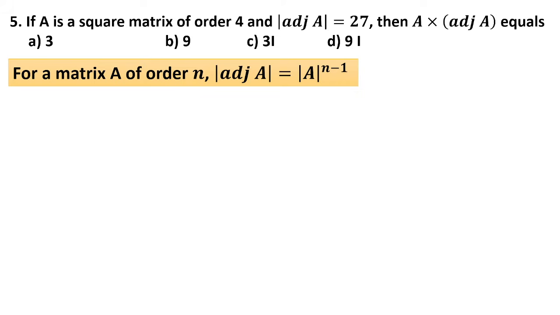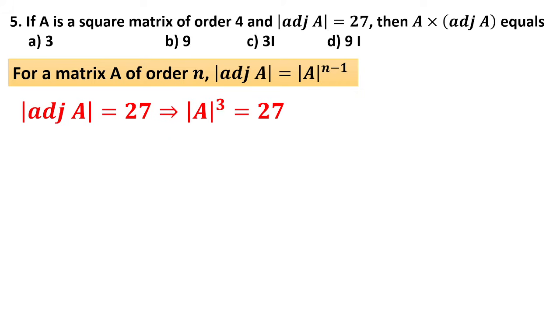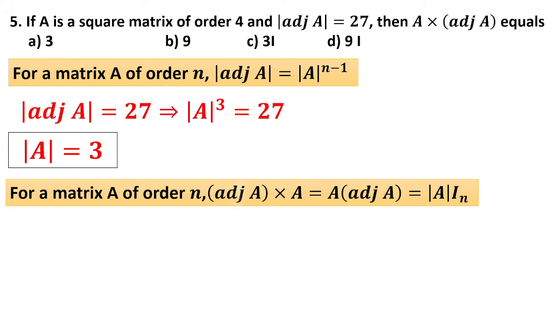Now you have been given 27. Therefore, this 27 is nothing but determinant A the whole cube, 4 minus 1, because the order is 4. Therefore, what is determinant A now? It is 3. Now again, one more formula: adjoint A into A is equal to A into adjoint A, which is equal to determinant A into identity matrix. These two formulae, you please recollect.